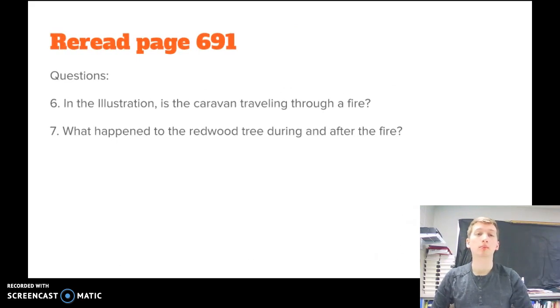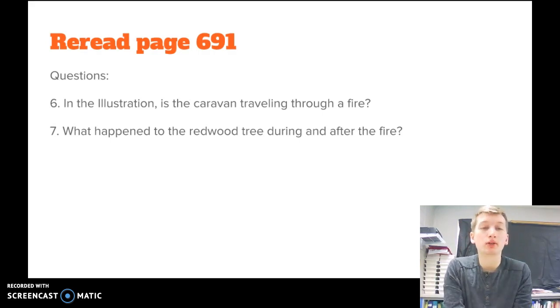Now read page 691. Then answer the following questions. Number 6. In the illustration, is the caravan traveling through a fire? Keep in mind that the caravan is the thing with the camels and the person walking with the camels. So that's the caravan. In the illustration, is the caravan traveling through a fire? And then number 7. What happened to the redwood tree during and after the fire? So what happened during and after the fire?